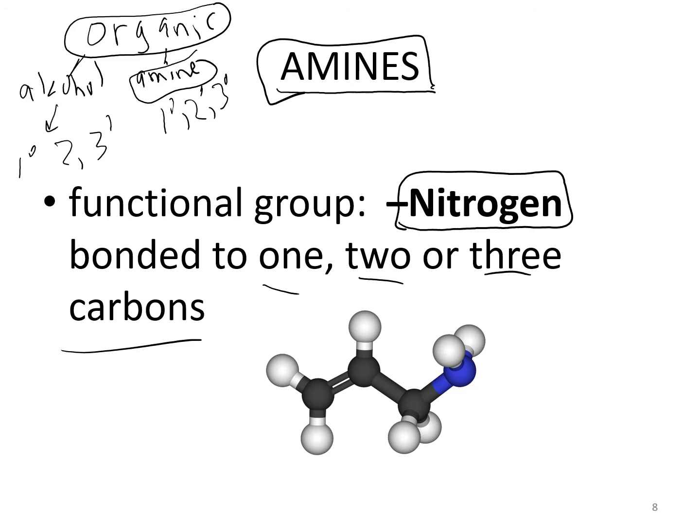In my model down here, the blue ball represents my nitrogen. The white balls are my hydrogens, and the black ones are carbons. So this one is showing me I have a nitrogen that's attached to 1 carbon and 2 hydrogens. So it's an amine because we have a nitrogen.